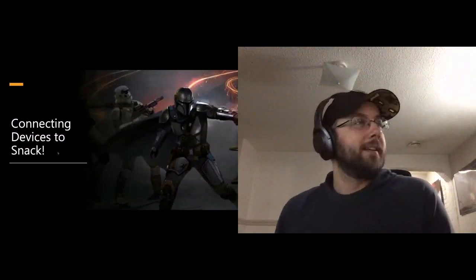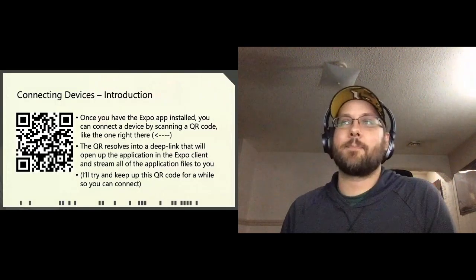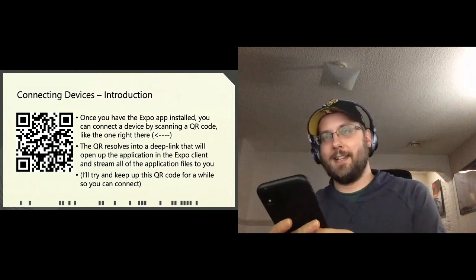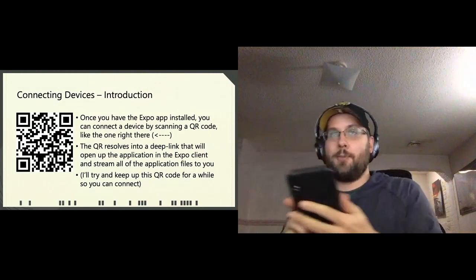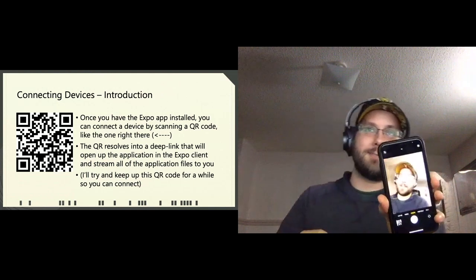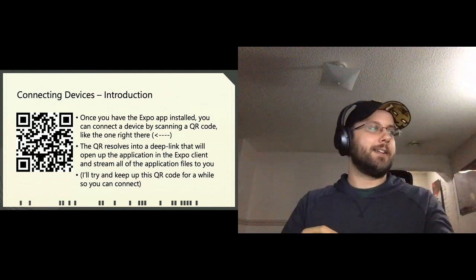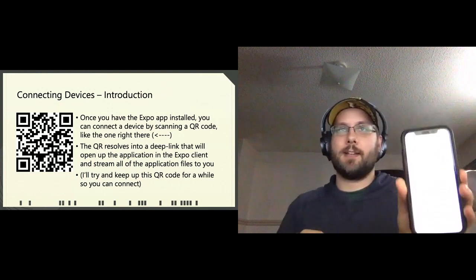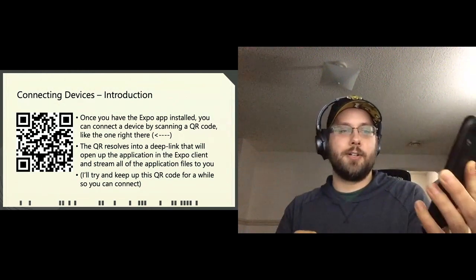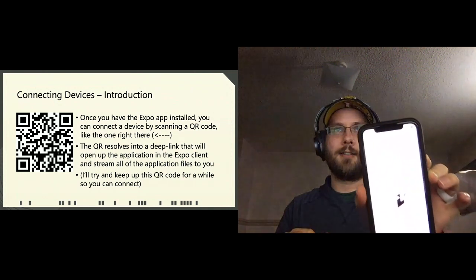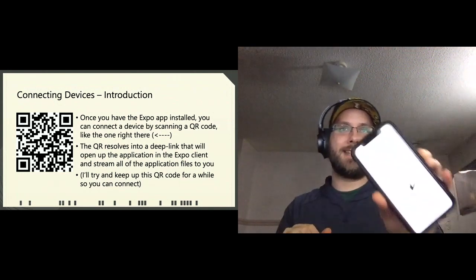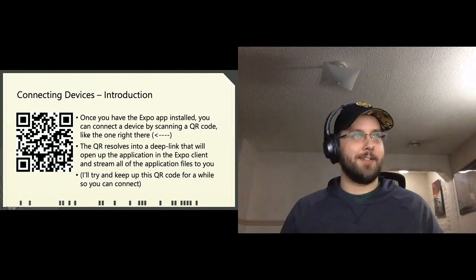All right. Next, we are going to connect some devices to Snack. So this is a different QR code. And if I have done this correctly, I should be able to open up my camera. You can see, hey, look, there's me through my camera. And I can scan this, open it up in Expo. You can see it's loading up Expo, and then it should load up what I have on my screen. You can't see that, but trust me, it has what's on the screen.